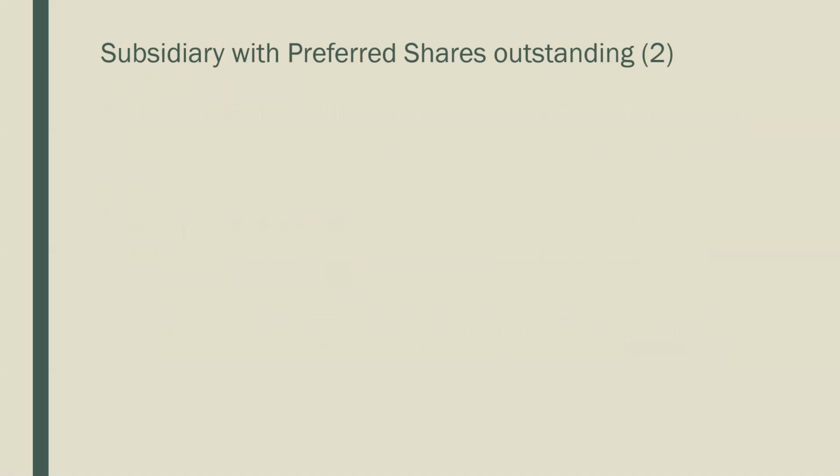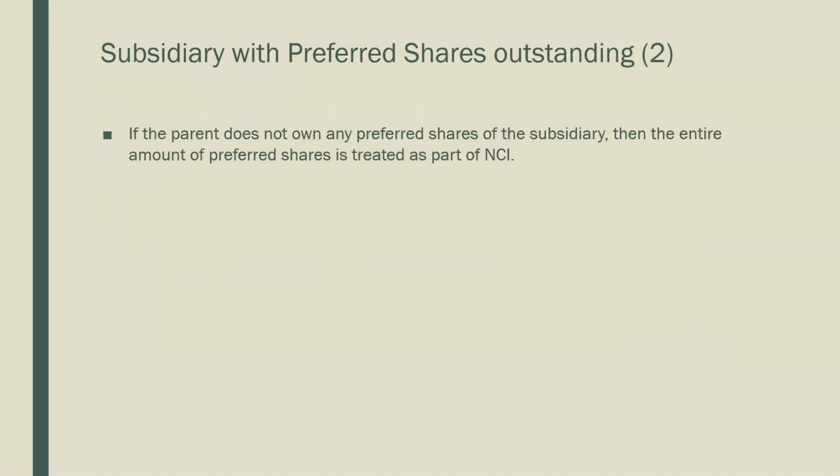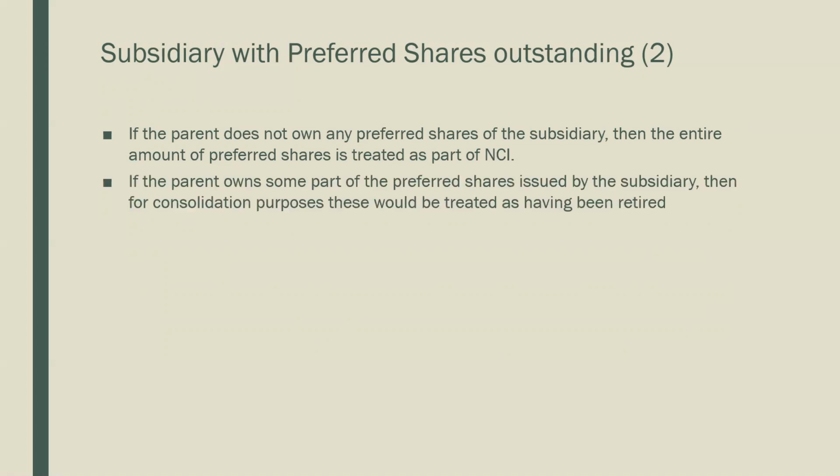Now, keeping those points in mind, if the parent company does not own any preferred shares of the subsidiary, the entire amount of the preferred shares are considered part of non-controlling interest. If the parent company does own a part of the preferred shares issued by the subsidiary, then for consolidation purposes, we will consider them an intercompany investment and we will treat these shares as having been retired. So they end up being eliminated.